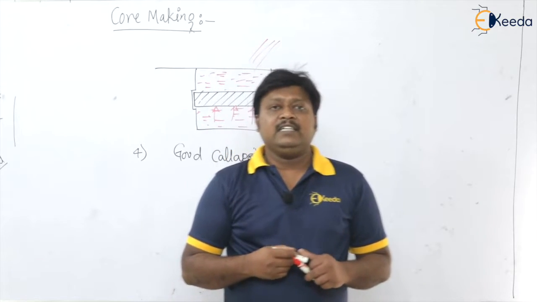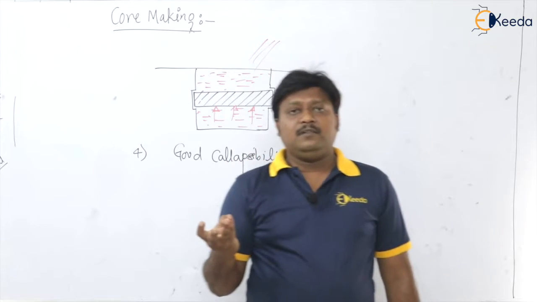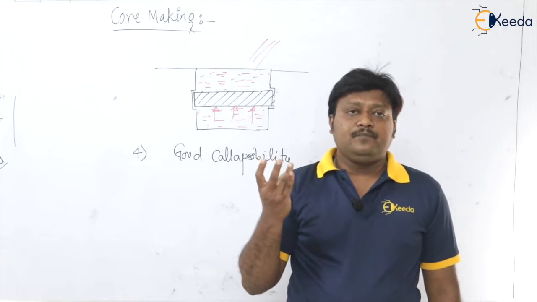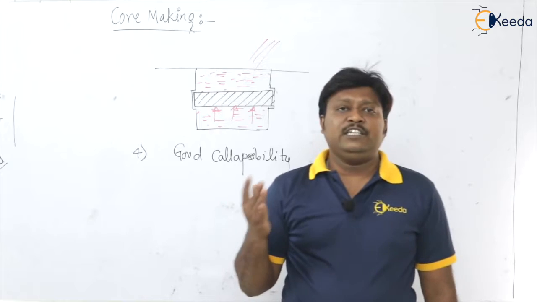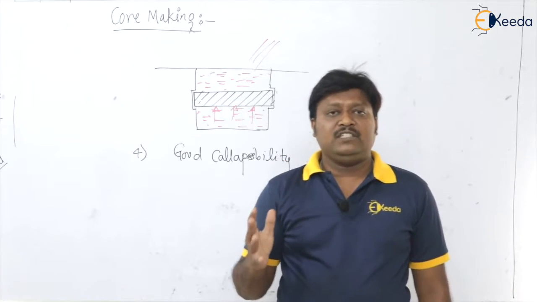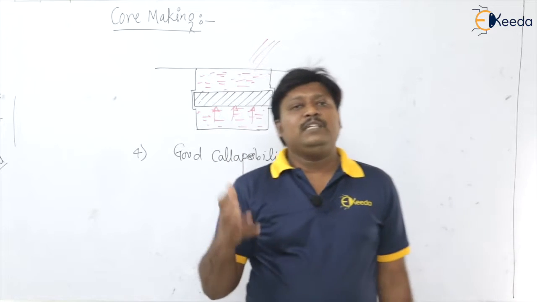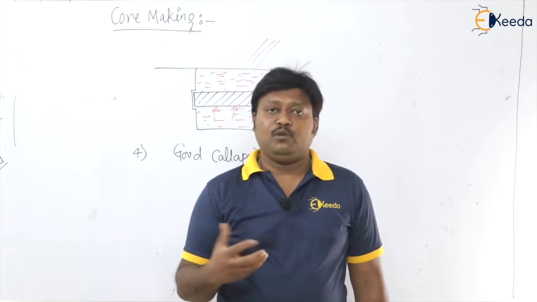In totality, there are 3 to 4 characteristics that the core should have. Number 1, the core should not be metal. Second, the core should not contain any kind of moisture content. Third, it should have sufficient strength to withstand the buoyancy forces. And the fourth one, it should break easily, or it should have a very good collapsibility property.